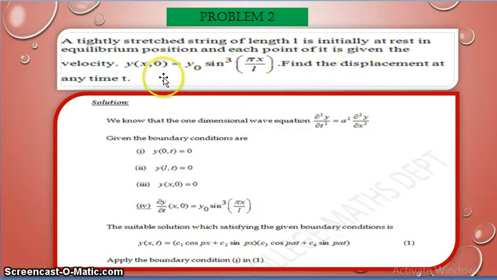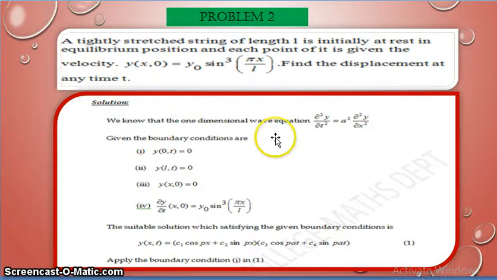So here, I already told you, this is a zero initial velocity problem. Here the equilibrium position is given. So this is the wording to find in the problems. In this case we can apply the boundary conditions, as I already told in the previous problem. So first we have to write the solutions.